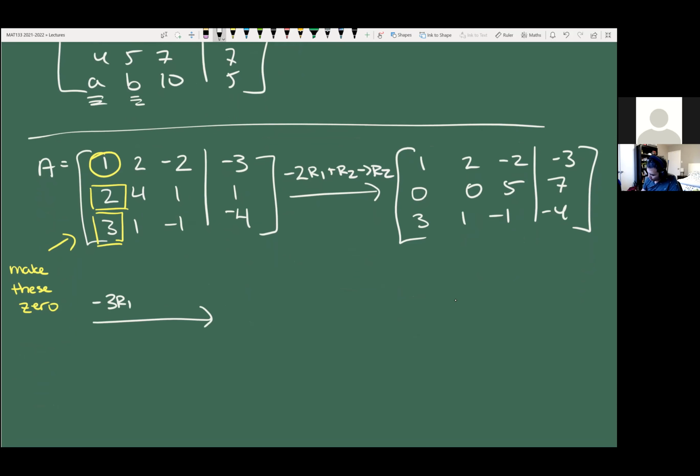-3 R1 plus R3 into R3, right? Or again, you could do... and yeah, you probably mean R3, right, Curdy? Because we're trying to get rid of the 3 now, yeah.